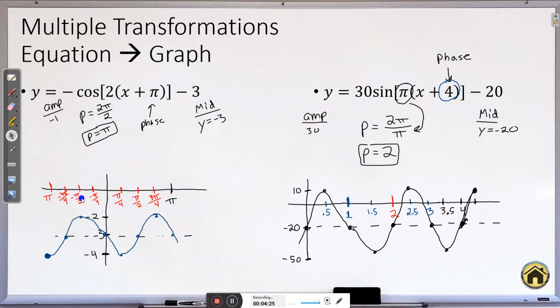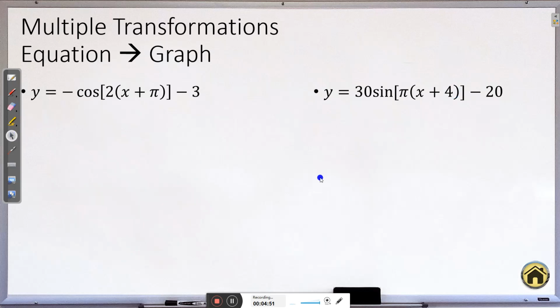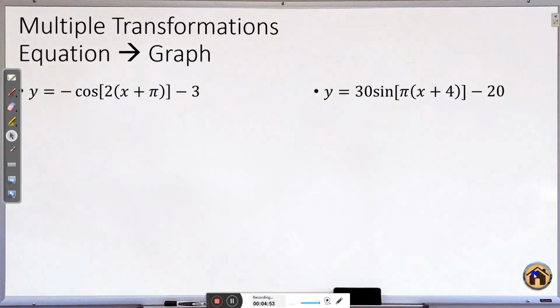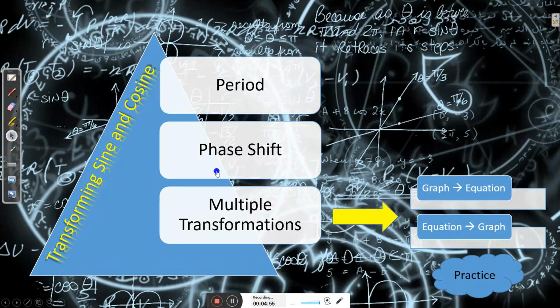So you can see here the final graph. A few things to note. It was moved to the left pi units, so this is actually the starting point right here. It starts at the bottom because we have a negative cosine. The period is pi. I broke pi up into 4 pieces and put all that together, and you've got a sketch of your graph. All right, so that is the period and the phase shift together.